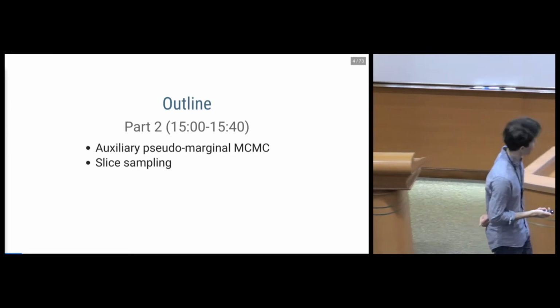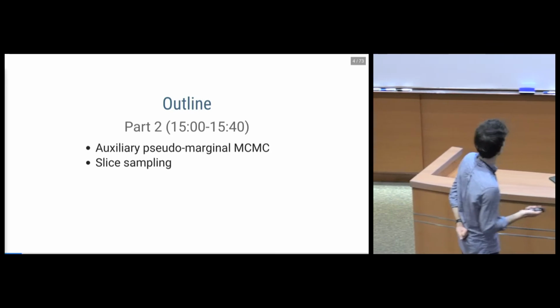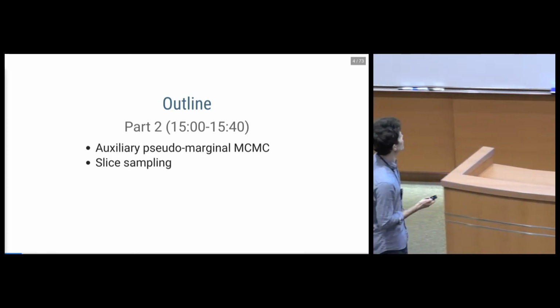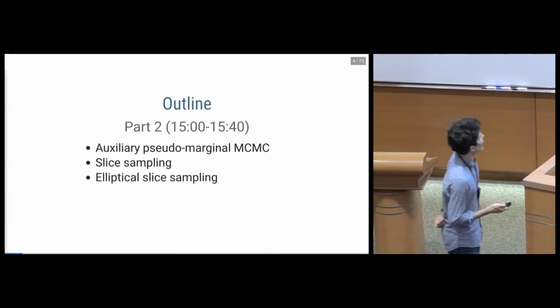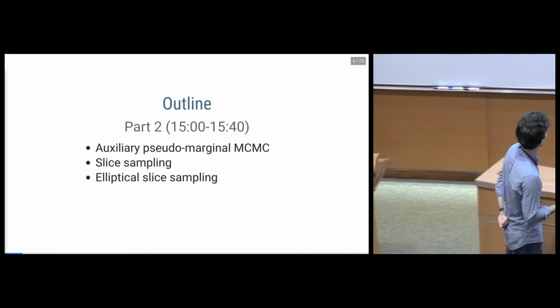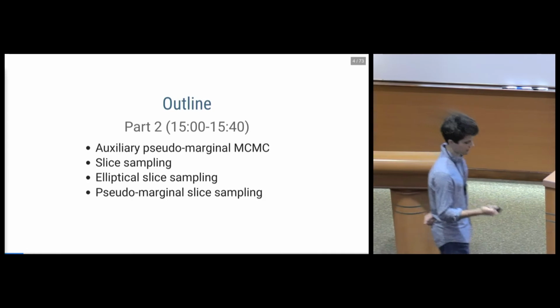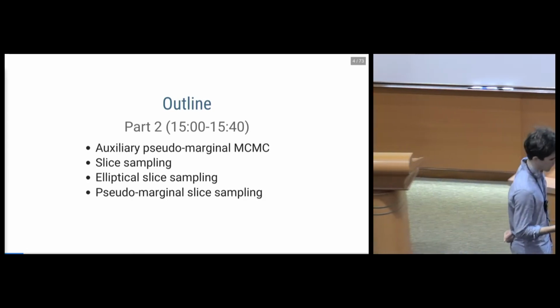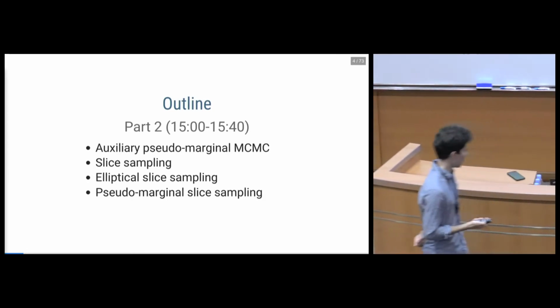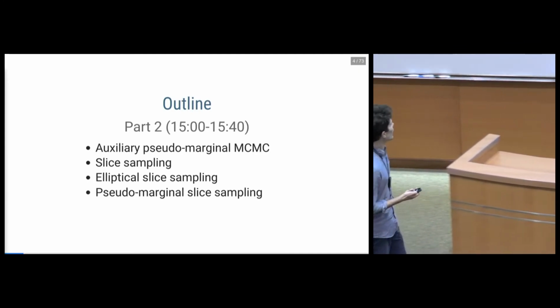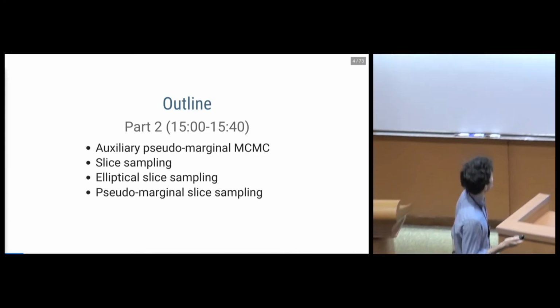Sorry for those who are familiar with these algorithms, but I just thought it was useful for providing a bit of context to the later discussion of experiments. So I'll then talk about the use of slice sampling within a pseudo-marginal context, and this relates to an AISTATS paper that myself and Iain Murray published in 2016.